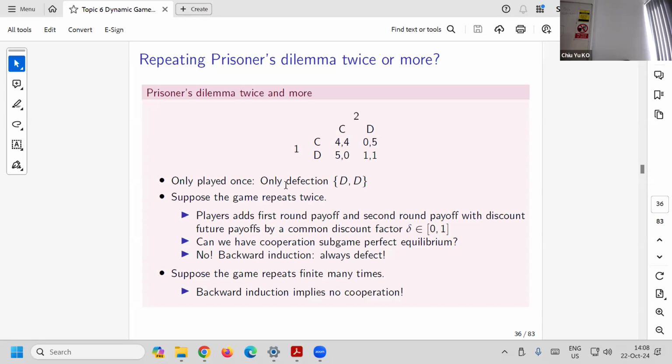If you know that from the last round you're going to be the cheater, then why would I be a good guy at the beginning? You see through it. At the end, you know it's not going to work, so why bother?